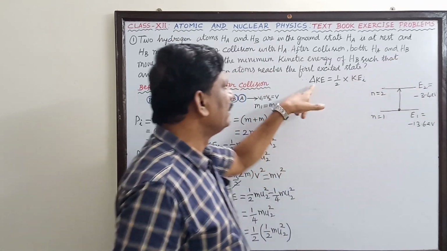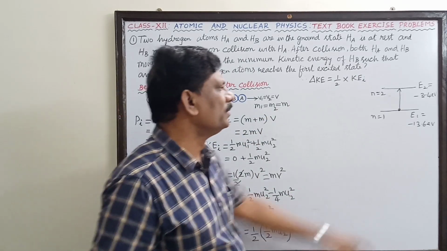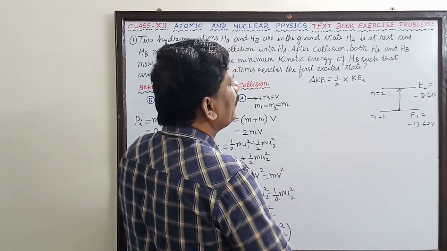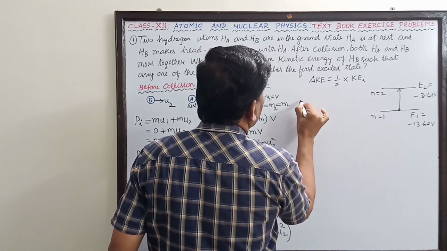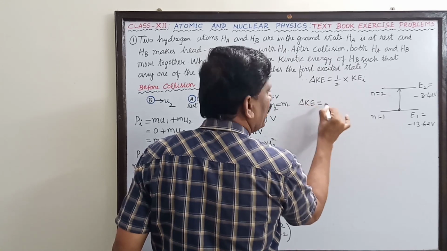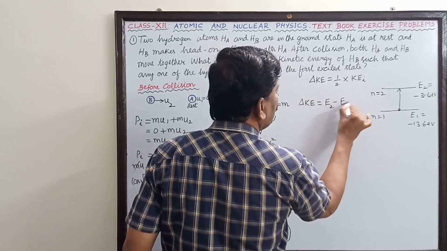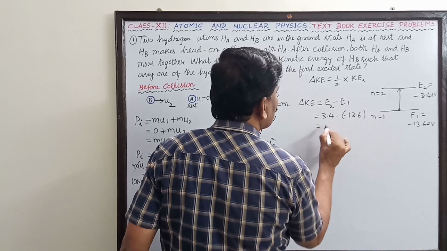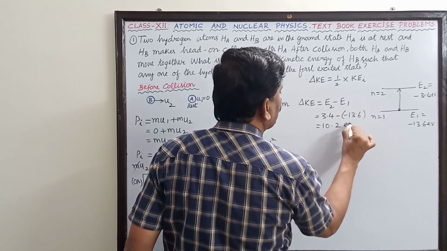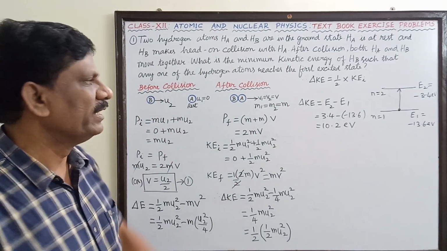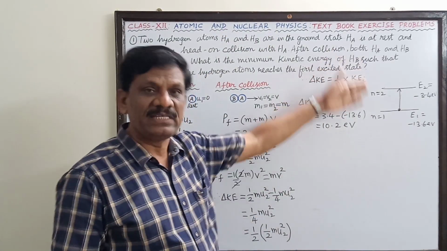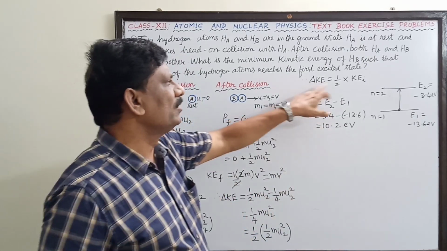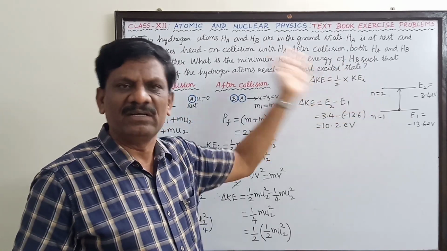Is it not? So this difference in kinetic energy must be equal to E2 minus E1. So this change in kinetic energy must also be equal to E2 minus E1. So this is equal to 3.4 minus of minus 13.6, which is 10.2 electron volt. So any one of the hydrogen atoms should be shifted to the first excited state. How much energy do we have to supply? 10.2 electron volt. And that is also equal to half times the initial kinetic energy of Hb.